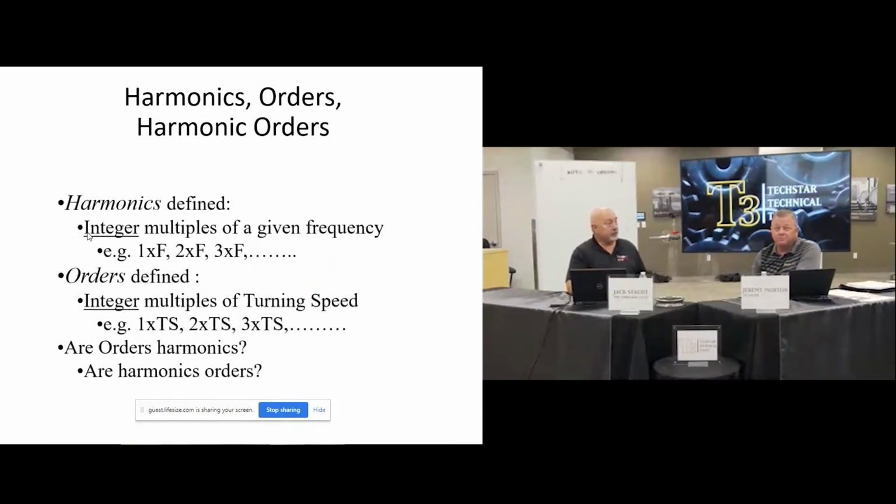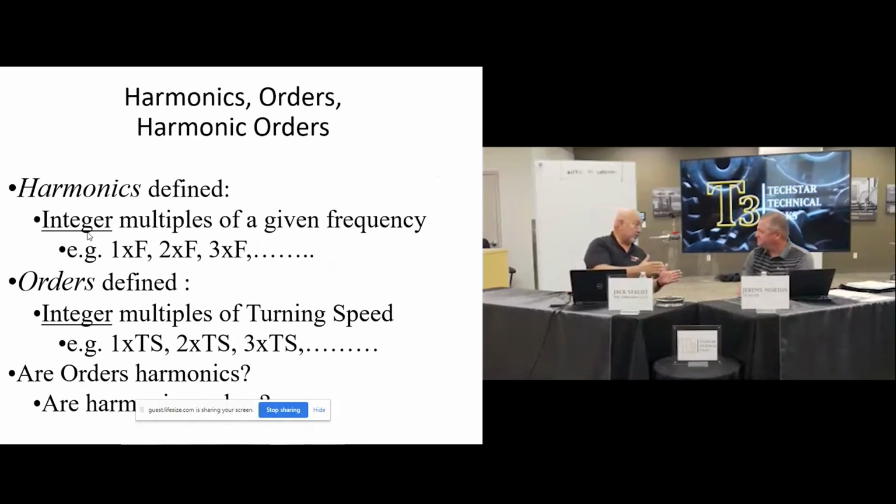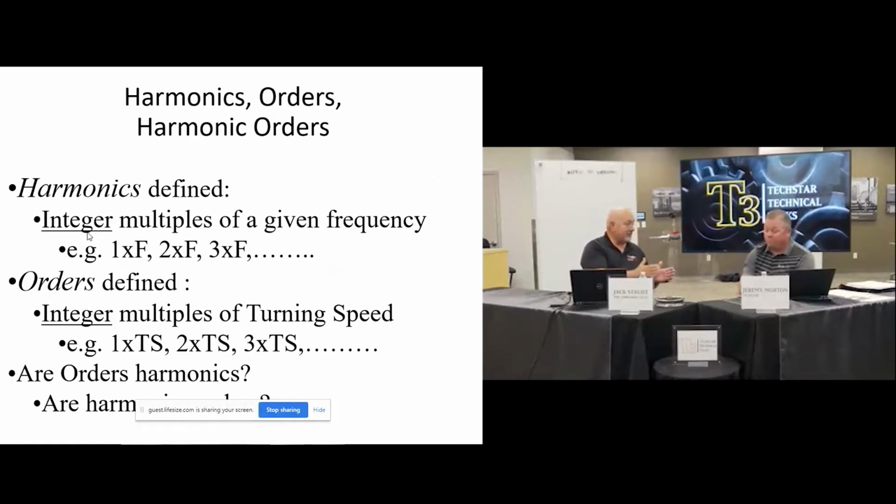I'm going to talk about the difference between harmonics and orders. This gets confusing to a lot of people, because integer multiples of a given frequency is a harmonic, whereas integer multiples of turning speed is an order. Okay. So is an order a harmonic? No, they're independent. No, yes. Each order is a harmonic, right? Gotcha. One times turning speed, 2 times turning speed, 3 times, they're harmonics, right?